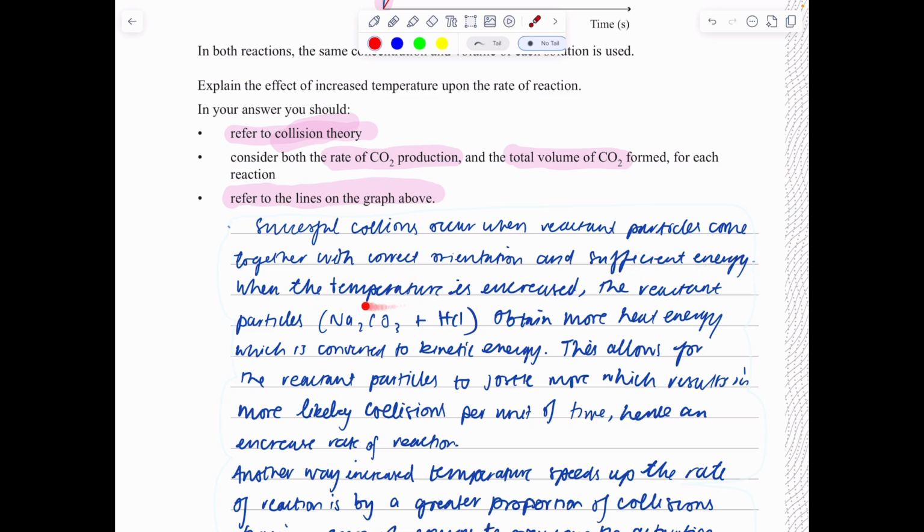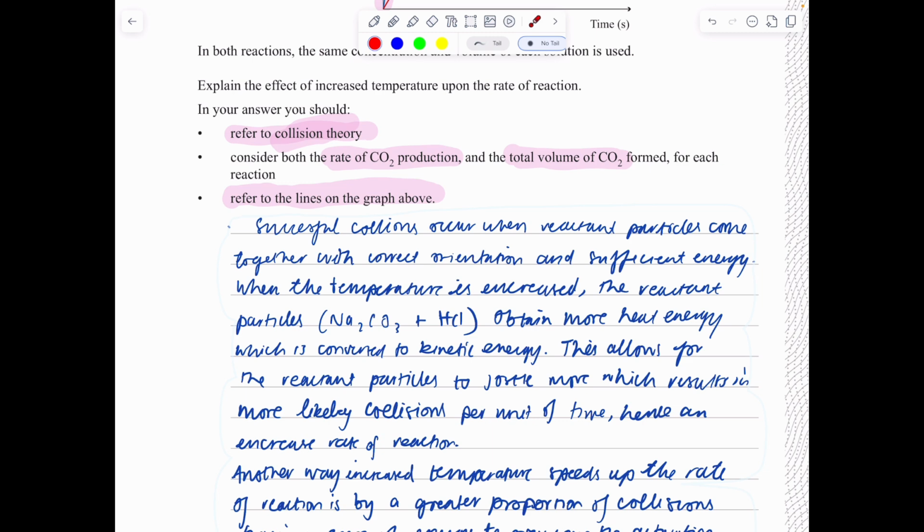So, when the temperature is increased, the reactant particles, I'm specific here on what the reactant particles are, obtain more heat energy. Then this heat energy, as the particles gain more heat energy due to increased temperature, is converted to kinetic energy. So the reactant particles are moving around and jostling really fast. This allows the reactant particles to jostle more, which results in more likely collisions per unit of time, hence an increased rate of reaction.